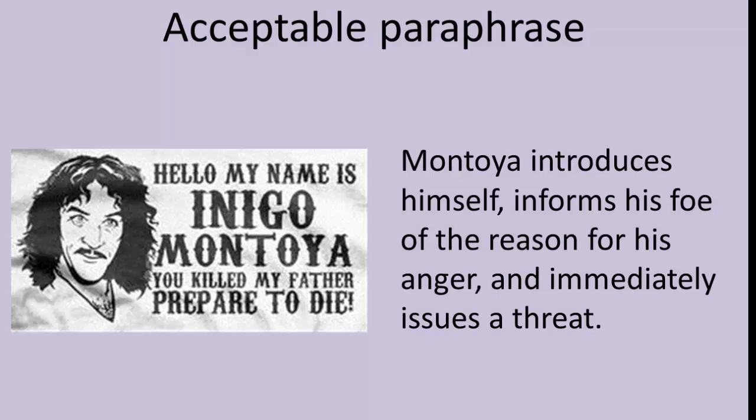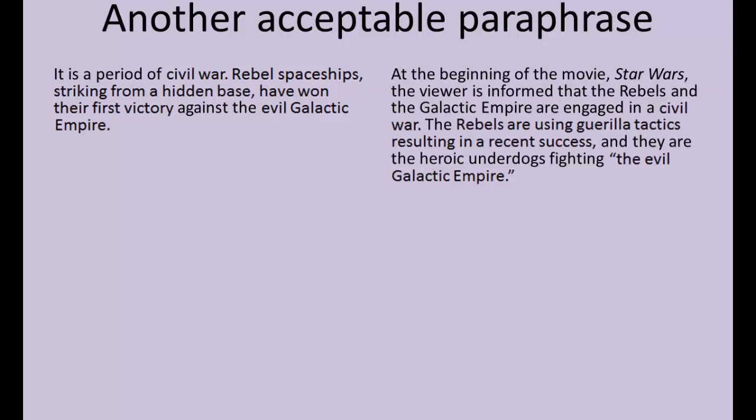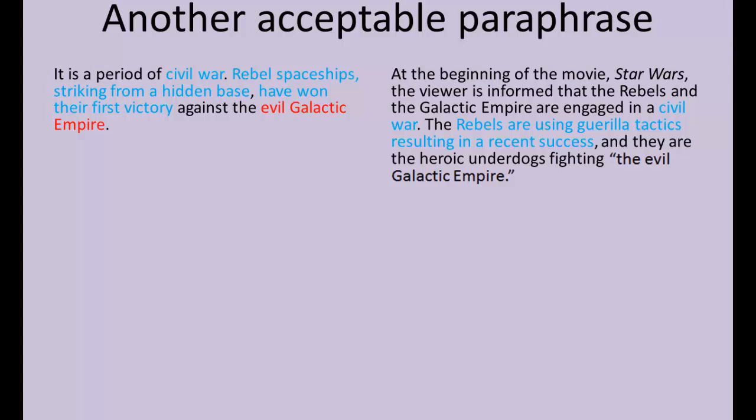Let's go back to our Star Wars. I have that first paragraph, and now I have my paraphrase of it. Well, are the important points still there? Let's see. Yep, there's civil war, and there is a civil war. I've mentioned that. They said rebel spaceships striking from a hidden base have won their first victory, and I say rebels are using guerrilla tactics resulting in a recent success. Same basic idea. I did like that phrase though, the evil galactic empire, so I took it and I put it inside quotes. Remember, if you can't do better than them, use their words, put them in quotes.